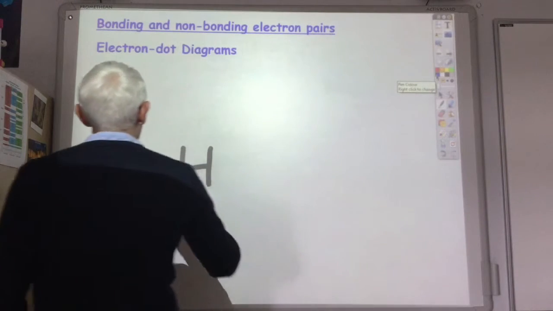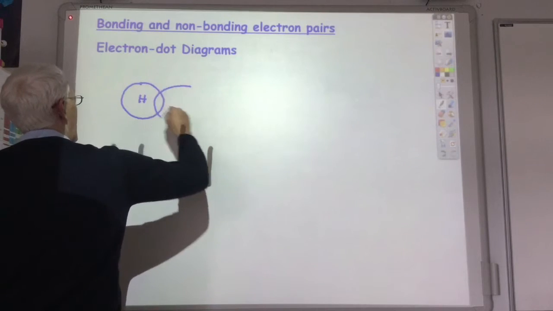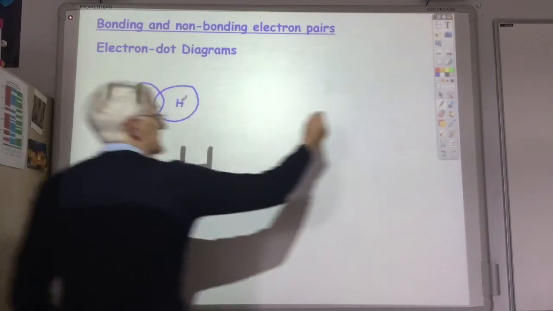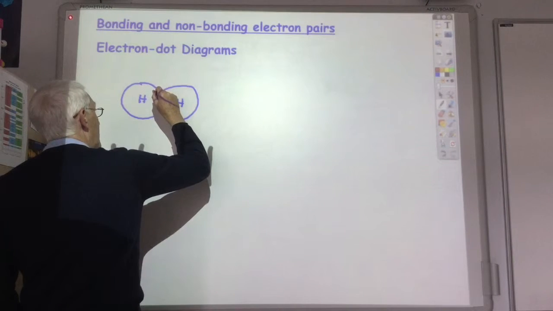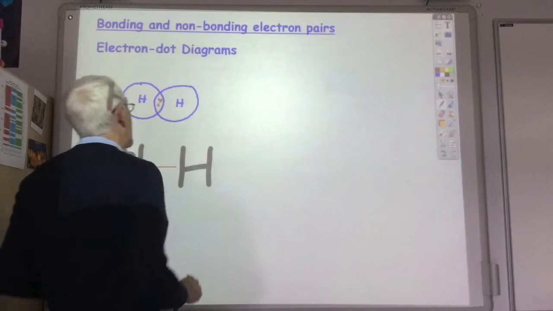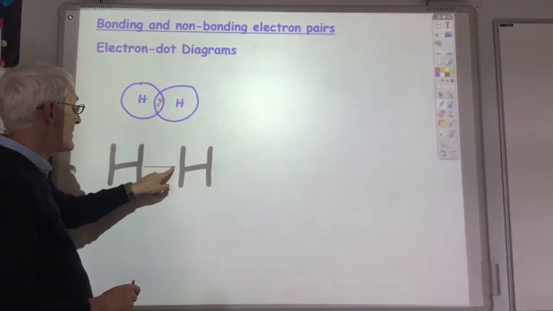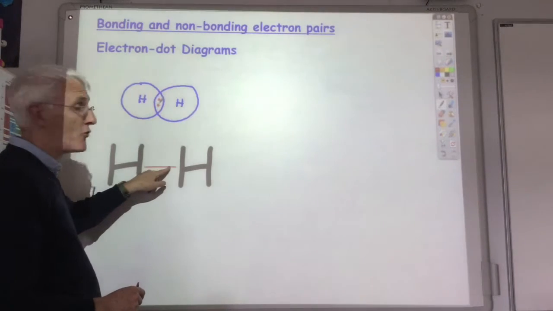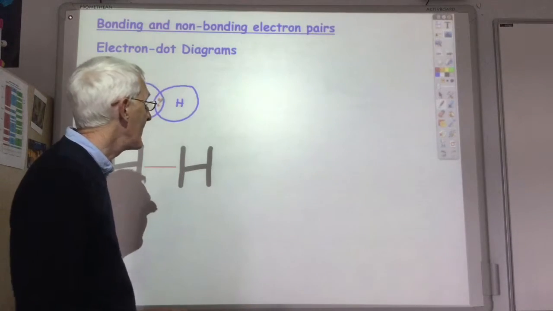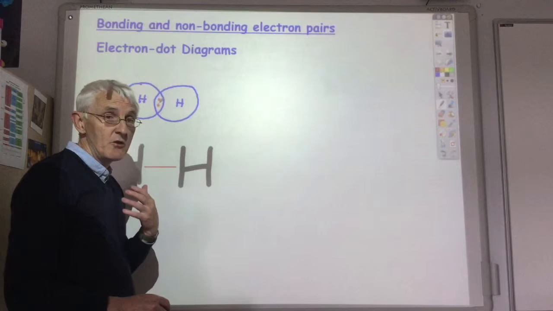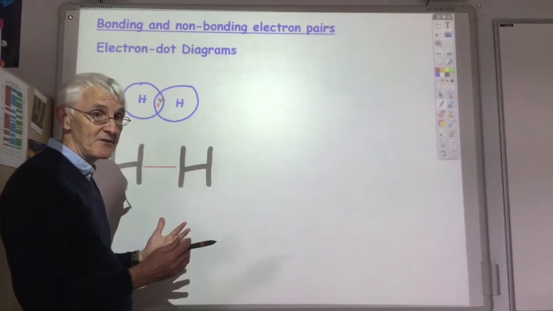you should have drawn a diagram like this, with one electron from each hydrogen atom in the shared area of overlap, which is represented by this line in our normal representation of a hydrogen molecule. Now, when it comes to doing an electron dot diagram, it's really just like this. Now we take the circles away.